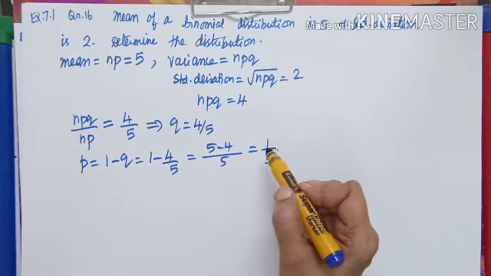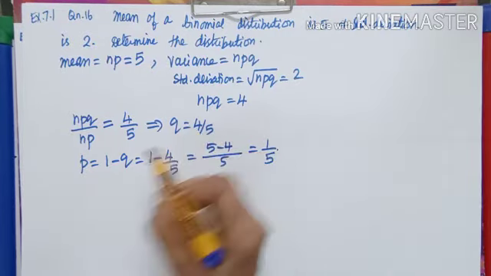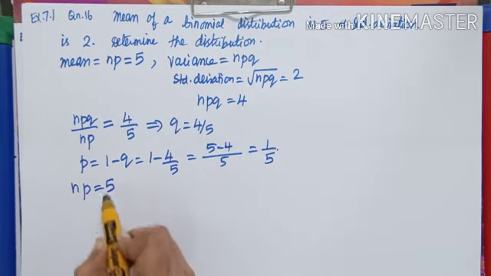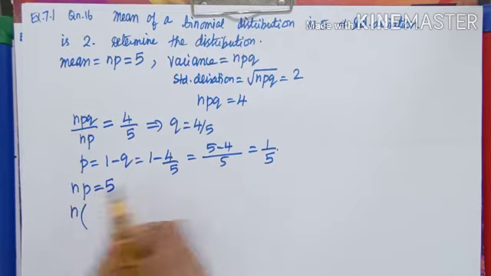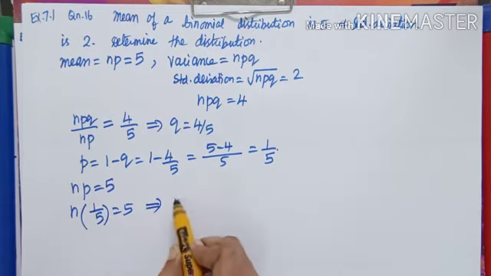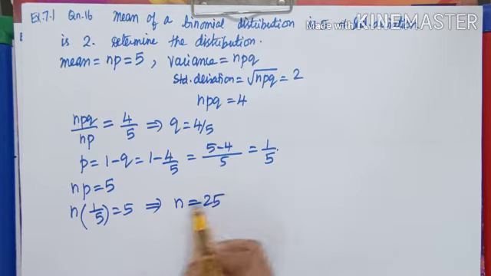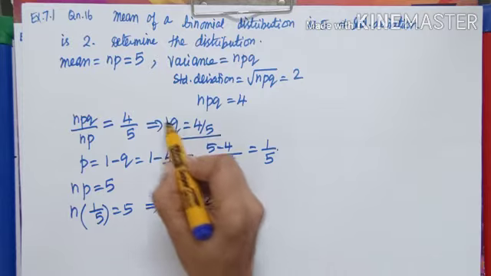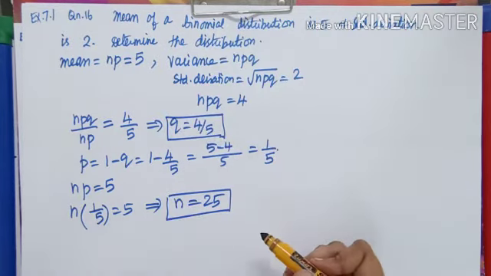I know what is p and q. Put it in np. np equals 5. n we don't know, but p is 1 by 5, equals 5 tells me n is equal to 25. So now we know what is n, what is q and p.